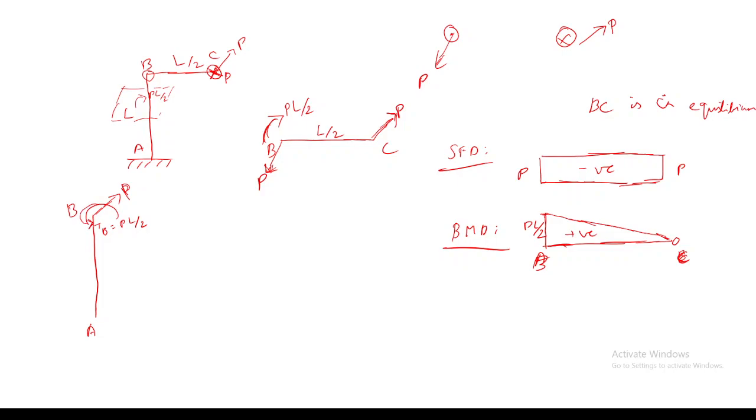Is the direction clear? And why you are getting a twisting moment, that is also clear, right? Or should I explain it again? Shall I proceed further? Yes, sir. So at point A, what reactions will you get since it is a fixed support? You will get a twisting moment, which is equal and opposite to PL by 2. So this will be TA equal to P into L by 2.